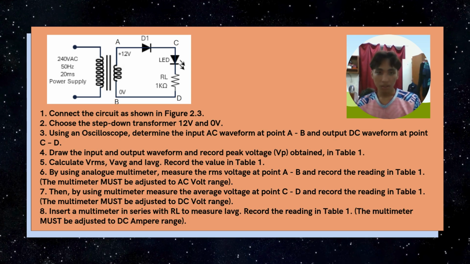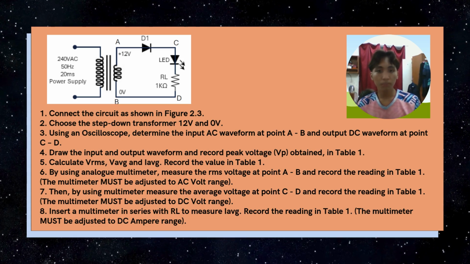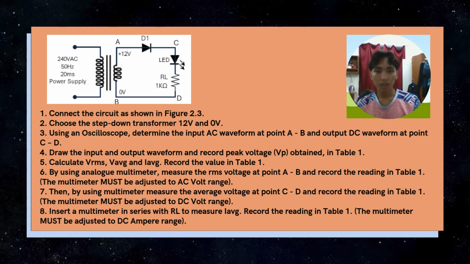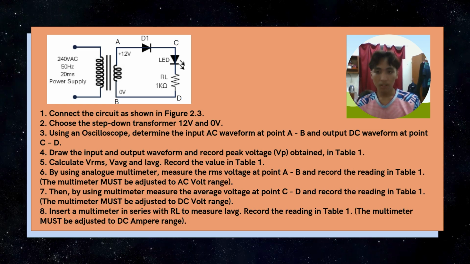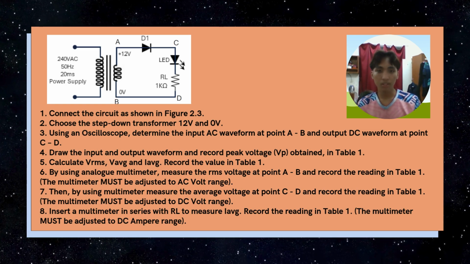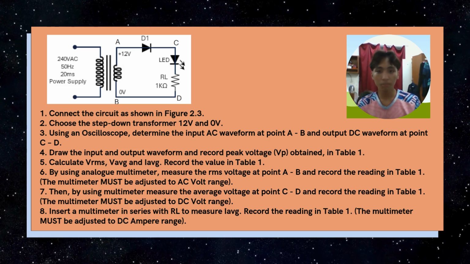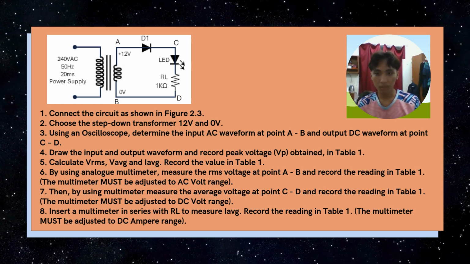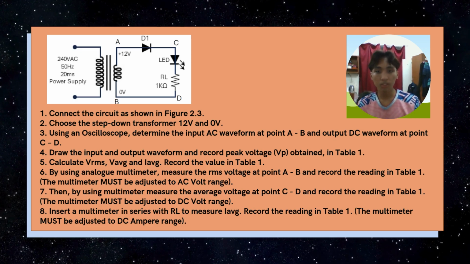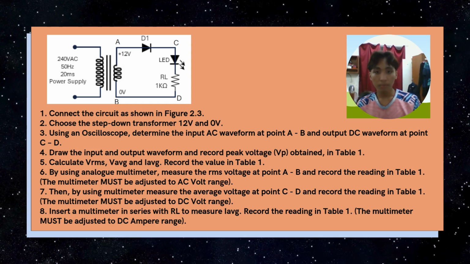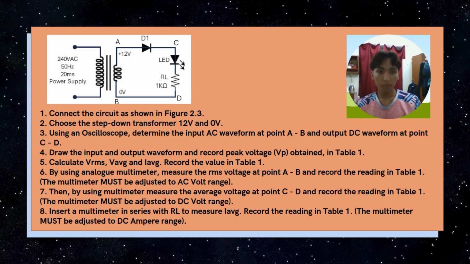Okay. Fourth is to draw the input and output waveform and record the peak voltage, which is VP, obtained in table 1. Fifth is to calculate the VRMS, V average, and the current average, and then record it in table 1. Next, you have to use an analog multimeter to measure the RMS voltage at point A to B and record the reading in table 1.